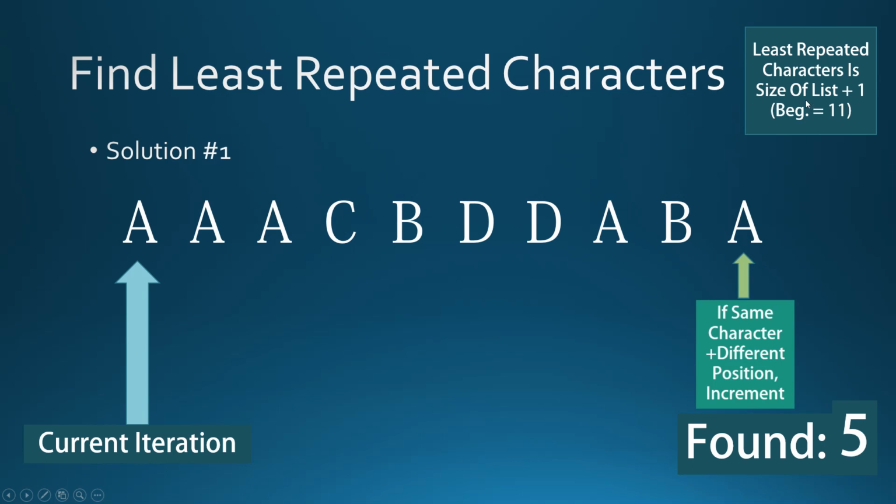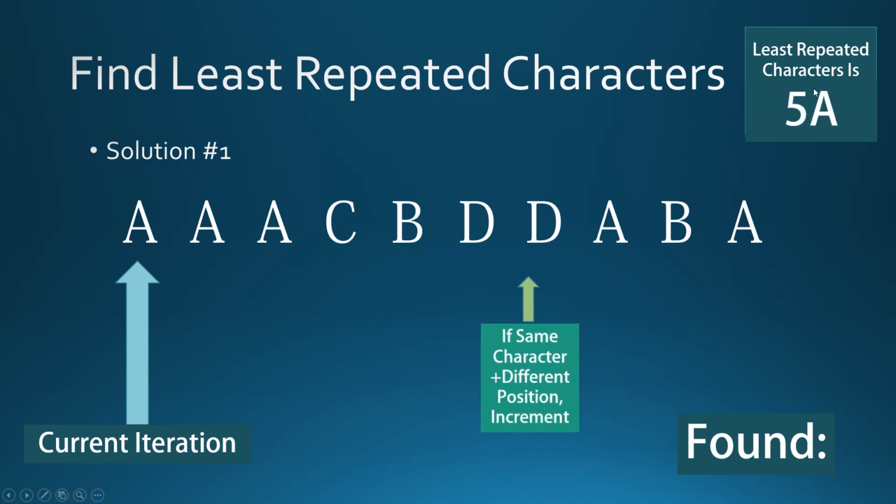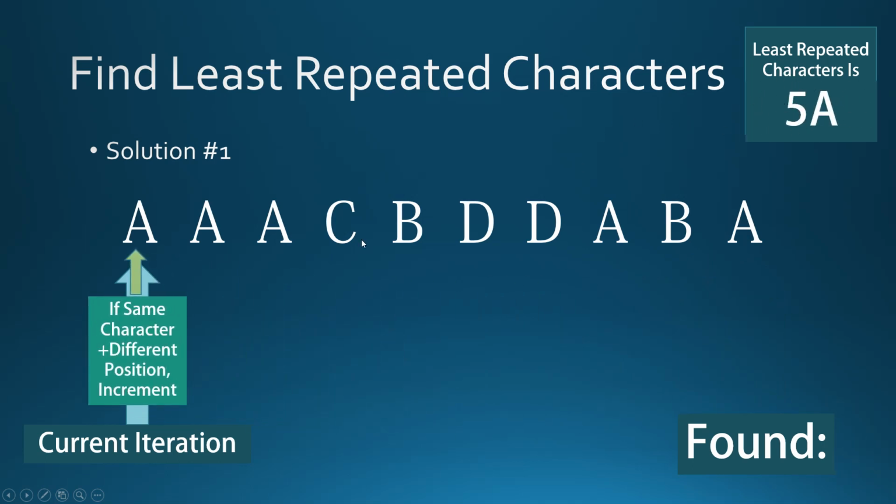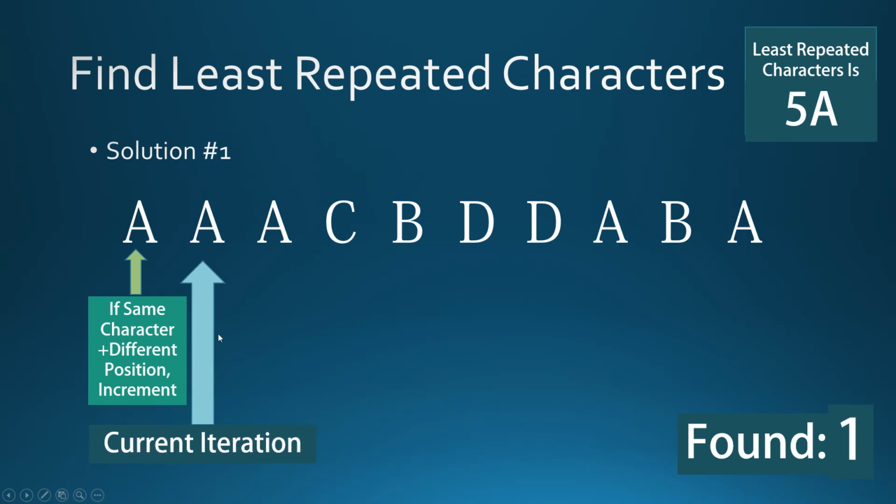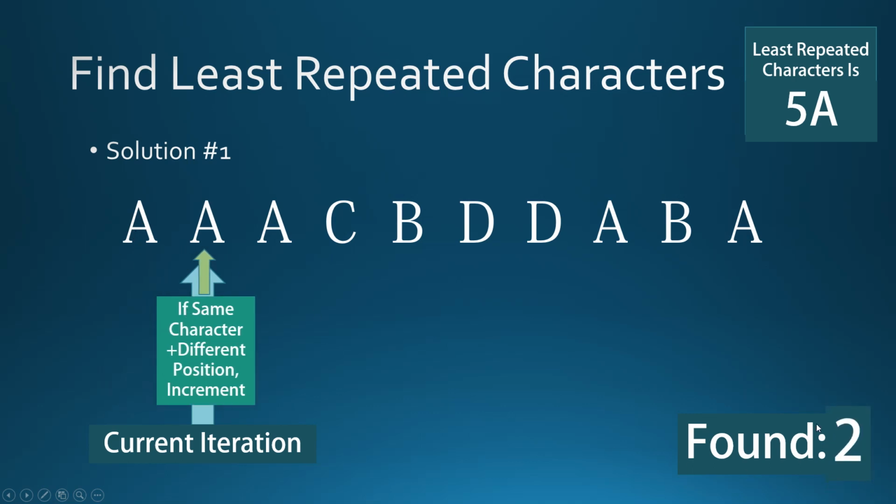I'm not sure about this, but anyway, moving on. For the first character it's 5A. Moving on to the second current iteration, we repeat the same process. Even though we already calculated A and found all the A's, we don't really care about it, but we are forced to iterate through the characters again. So now we found 1, we're at this position, so we increment it by 2.